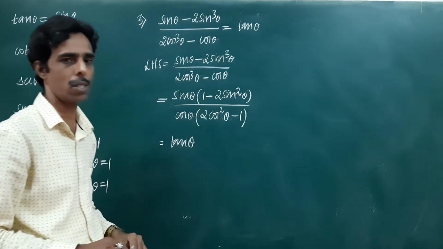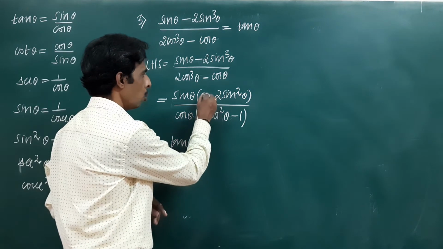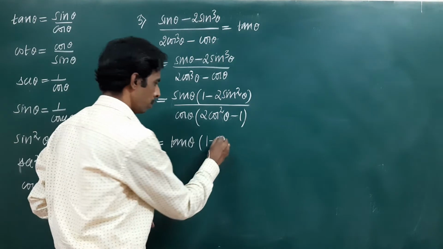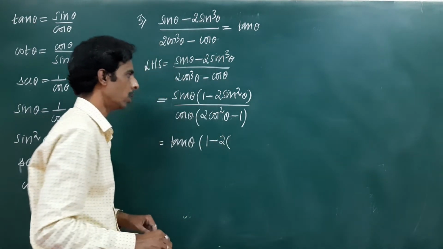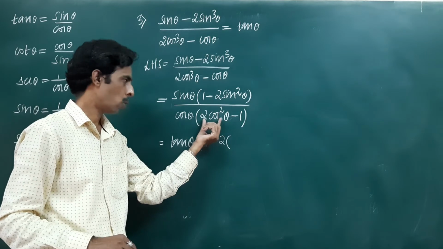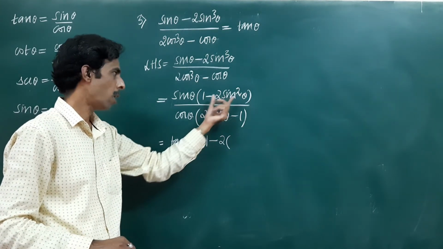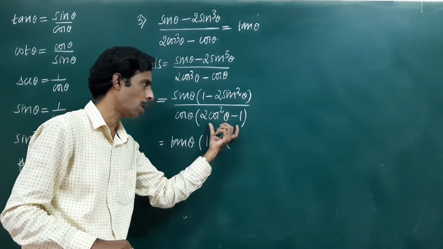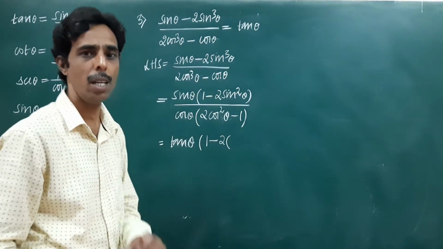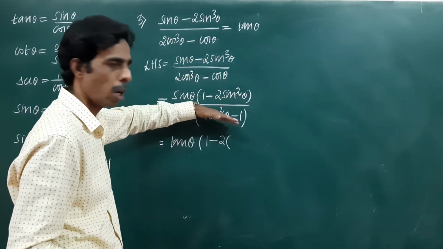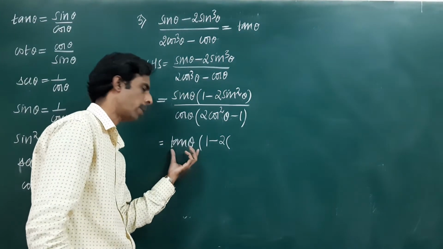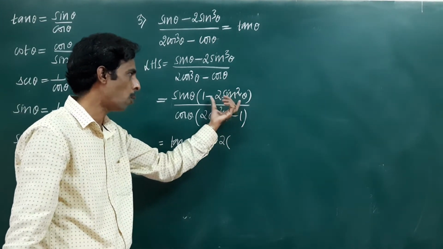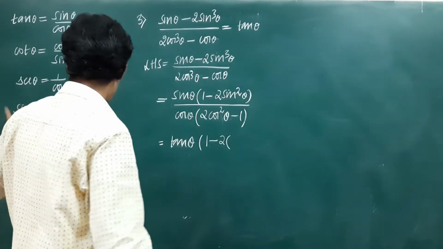But how are you going to cancel this respective term? It is very simple. You do one thing: 1 minus 2, you write as it is. See, in the denominator side 2 cos square theta minus 1 is there. So after simplifying this term, whatever term is there in the denominator side, if you obtain such a term in the numerator side, then the numerator as well as the denominator term both are gone, and you will be getting tan theta. So denominator keep as it is, only modify the numerator term by applying the identities here.